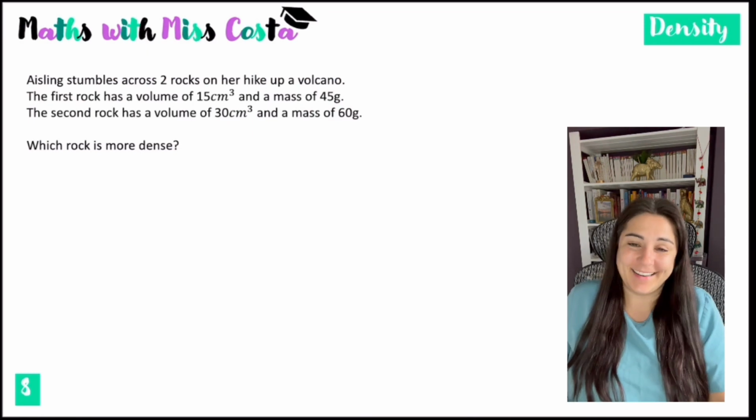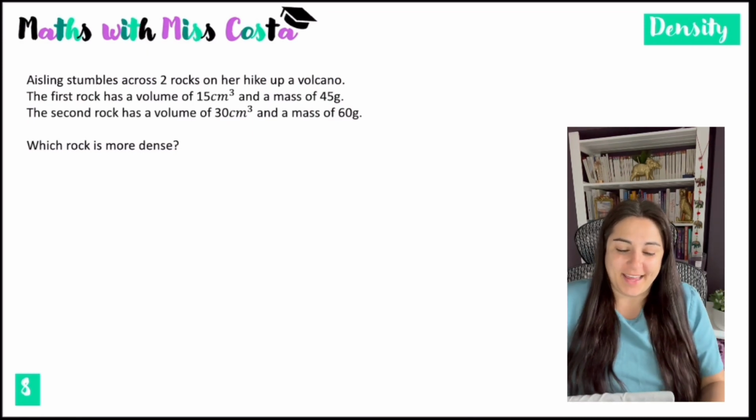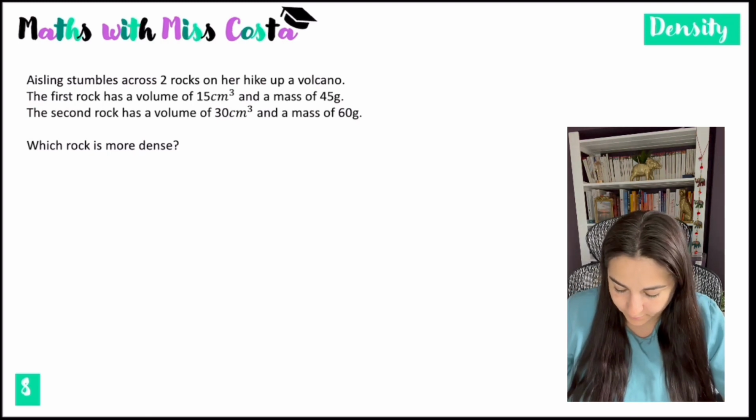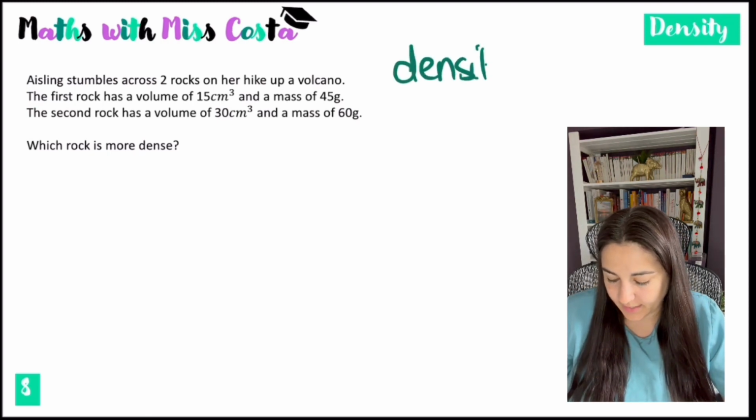Okay, so nearly approaching the end, everyone. Density. How do we work out density? Well, the formula for density is mass over volume.